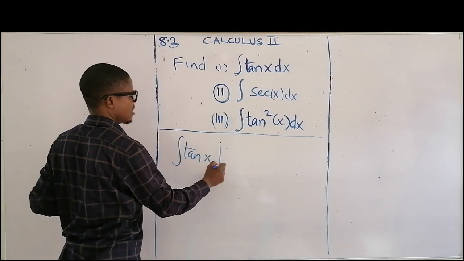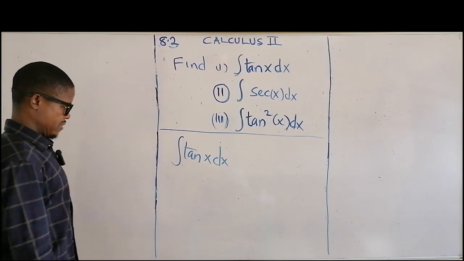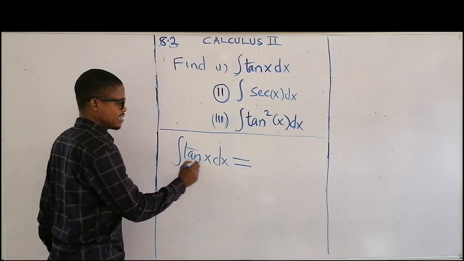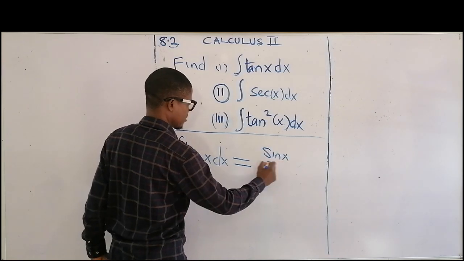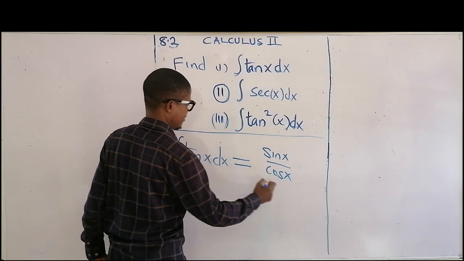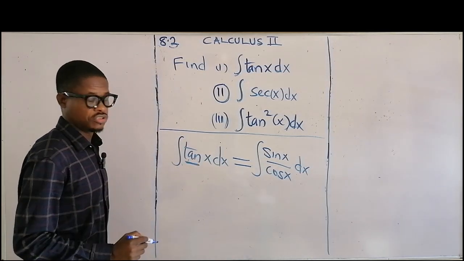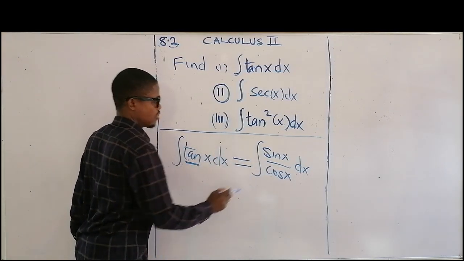We have the following question: find the integral of the first one, that is the integral of tan x dx. This is very simple. What we do in this case: tan is sine over cos x. That's this trig function. Tangent is sine over cos.